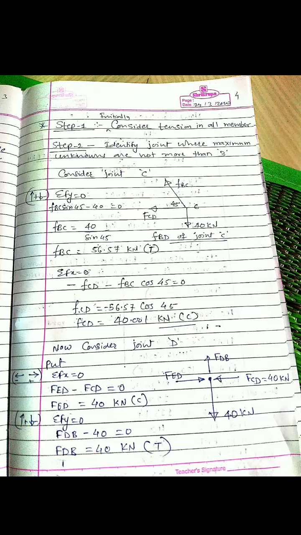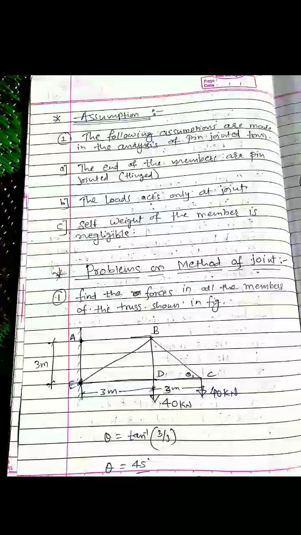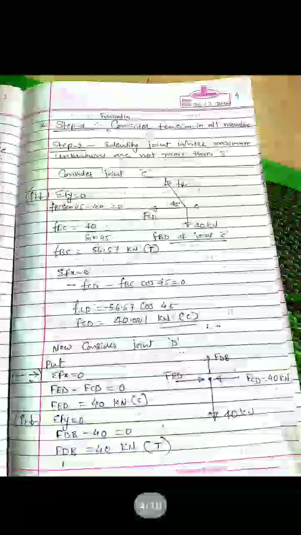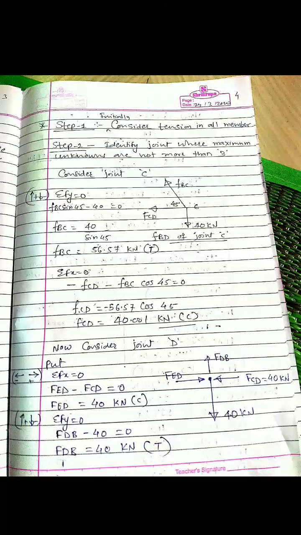Now we'll see the next joint where the maximum unknowns are not more than 2. While observing the truss, we get joint D where the maximum unknowns are 2, because we have already calculated FCD. So unknowns are FED and FDB. See, FCD that we got is compression, that is towards the joint, and FED, to maintain the equilibrium, should act opposite to FCD. So that's why we are assuming its direction opposite to FCD, and FDB is in tension.